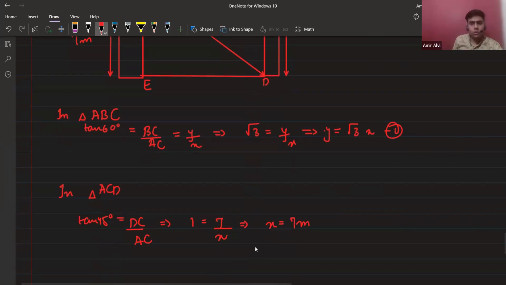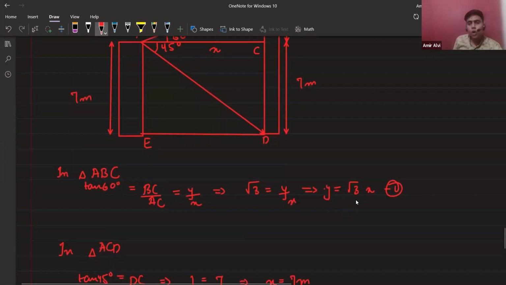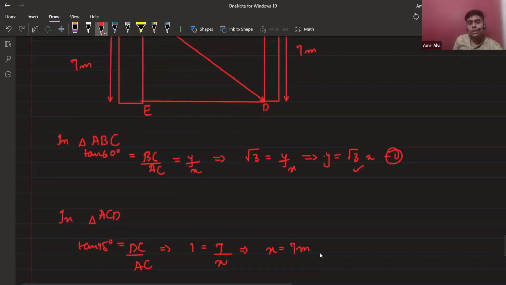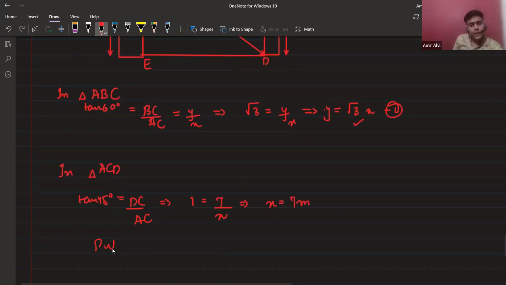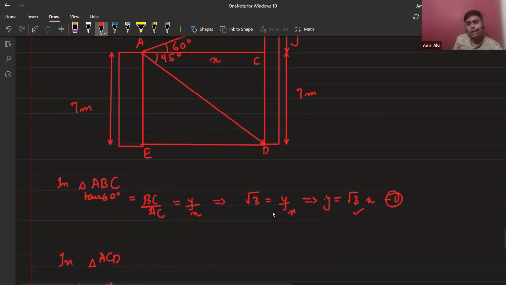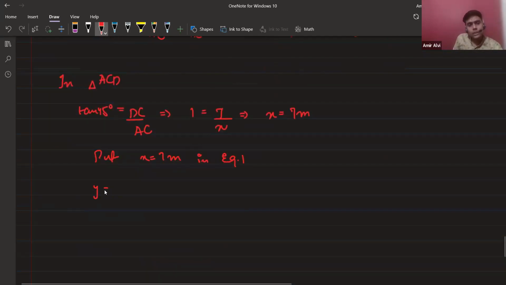Very good. So now we have the relation between X and Y. Put X equals to 7 meter in equation 1. So Y is equal to √3x, which is Y equals 7 √3 meter.